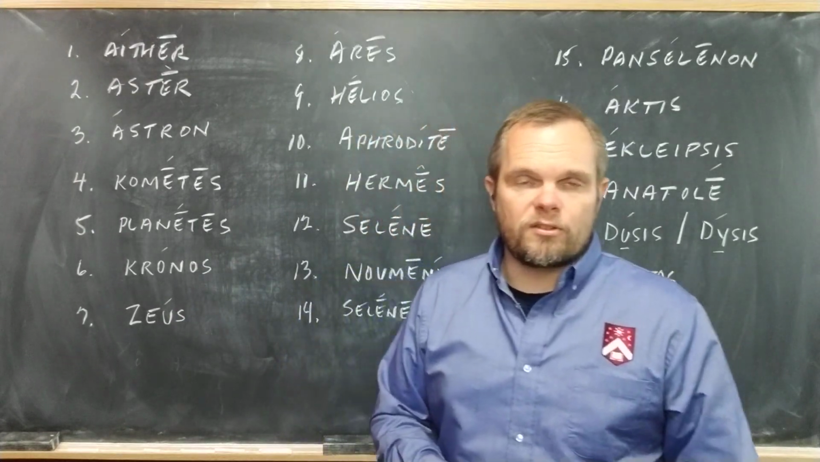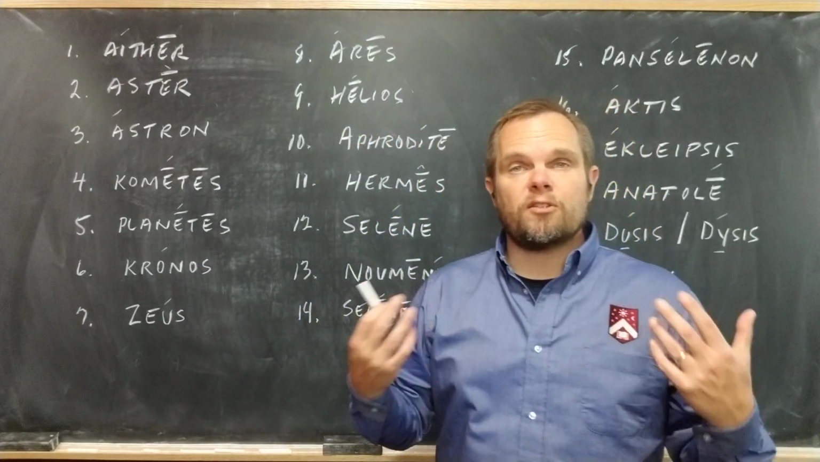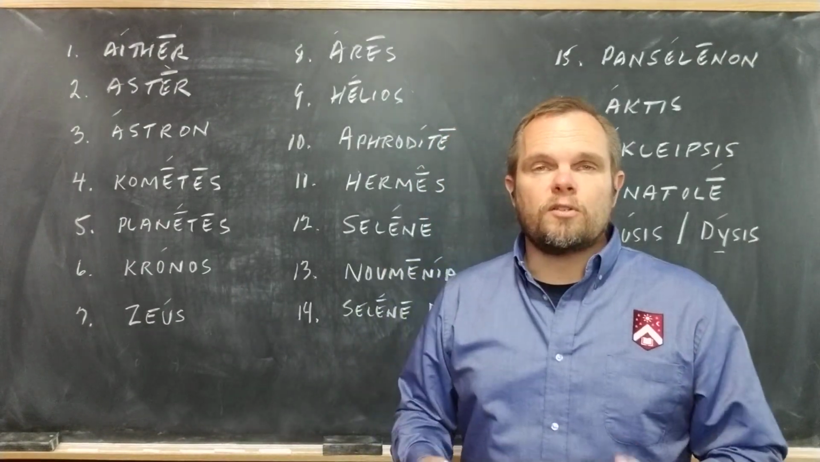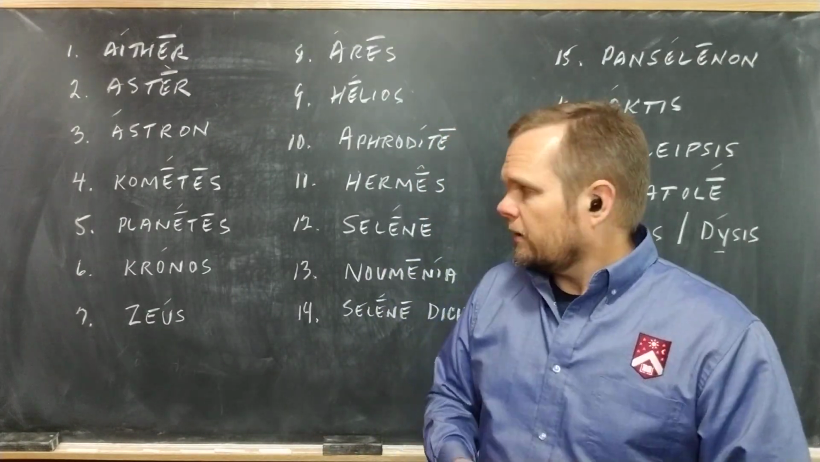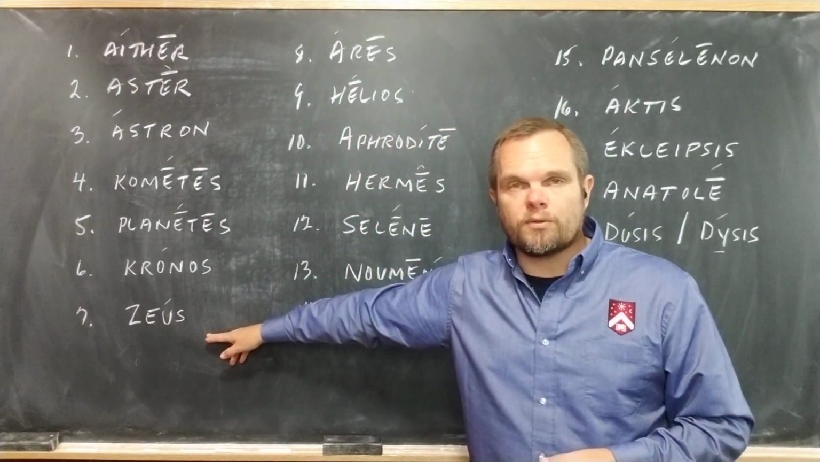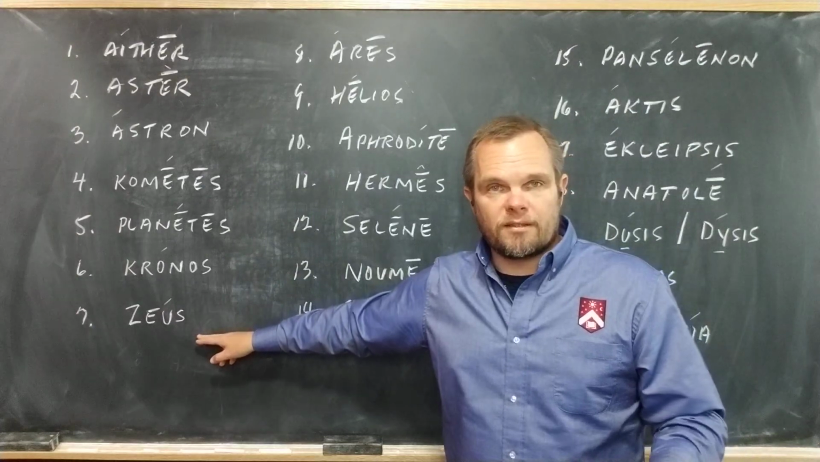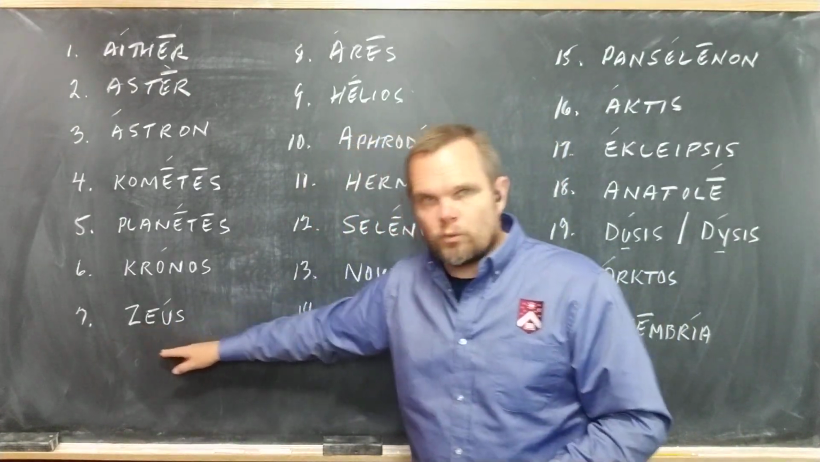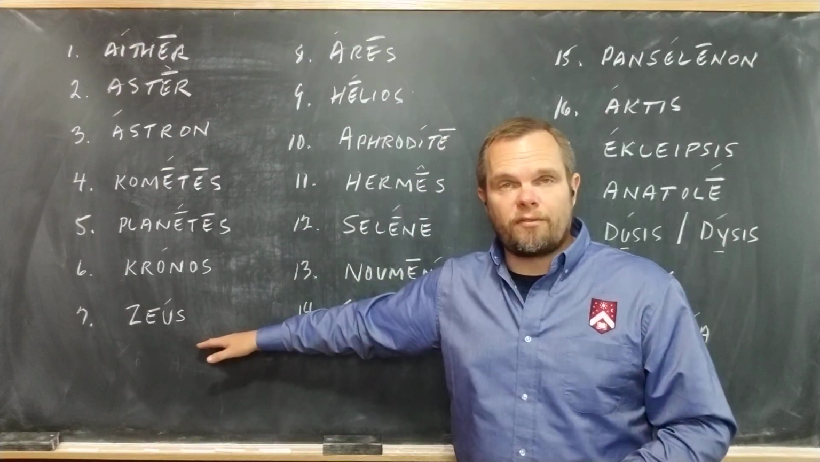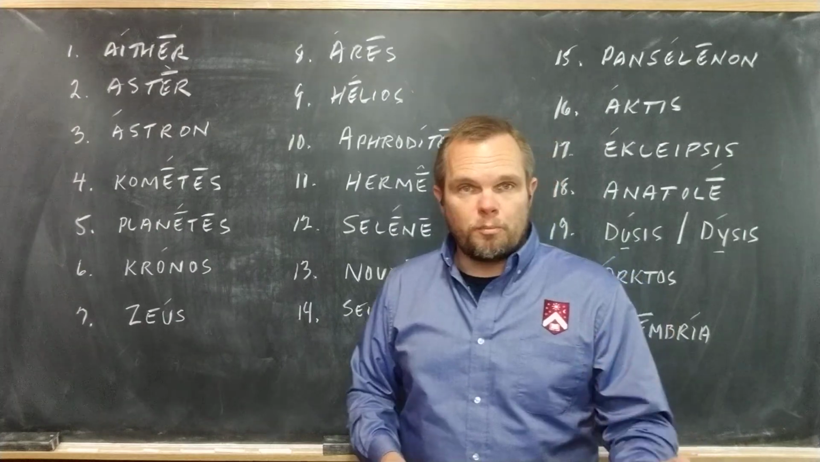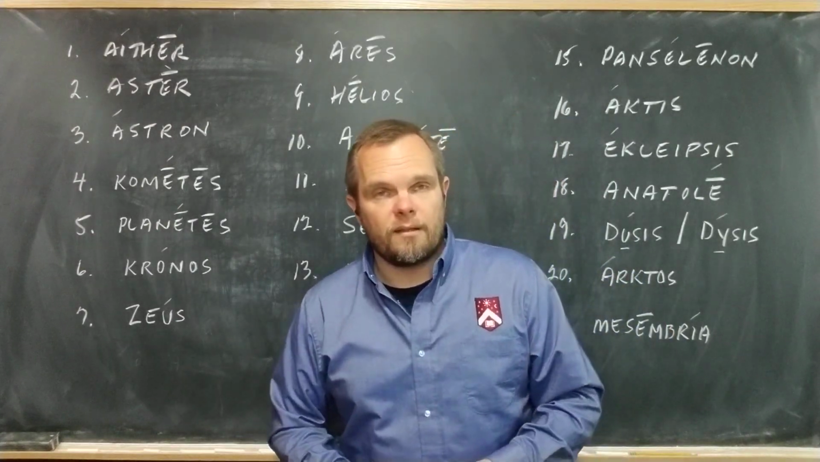Next, number 7 is Jupiter. In English, we say Jupiter. In Latin, we would say Jupiter. In Greek, we would say Zeus. We normally say this in English as Zeus, but the Greek pronunciation is Zeus. All right, that's the chief of the Greek gods. Zeus in Greek, Jupiter in Latin.